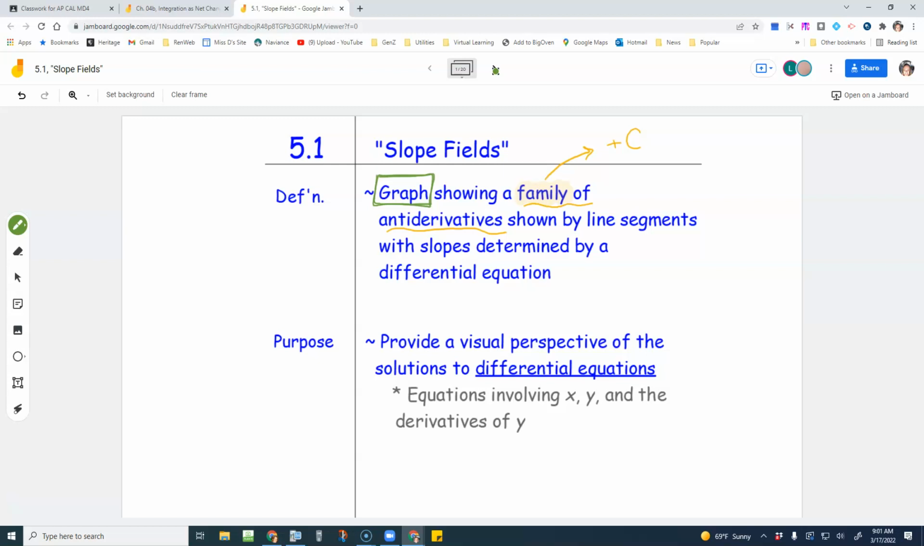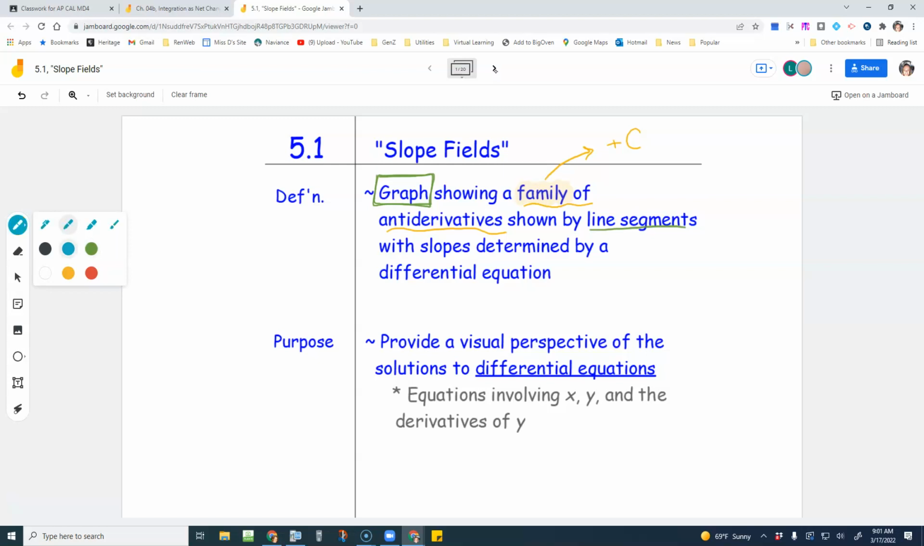Some people call it a direction field, some people call it a vector field. It can be applied in different ways. But it's a graph showing a family of antiderivatives shown by line segments with slopes. So it's a graph of line segments showing this. With slopes determined by, okay, here's the calculus.